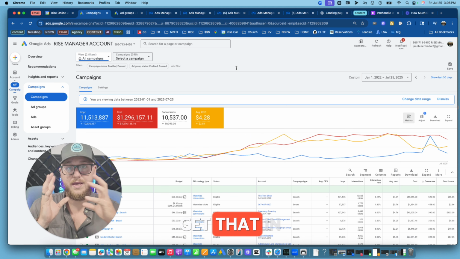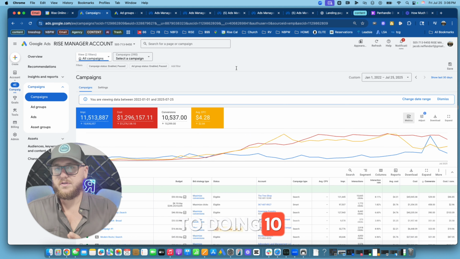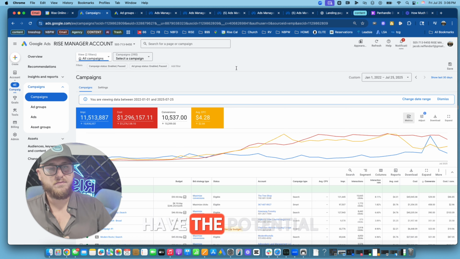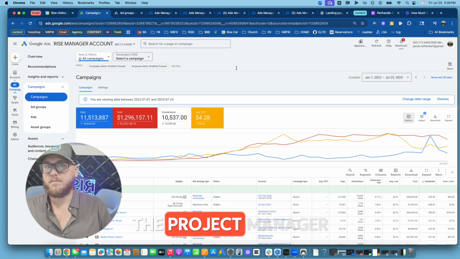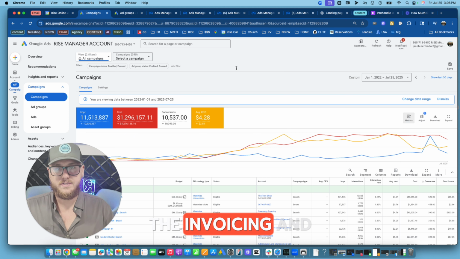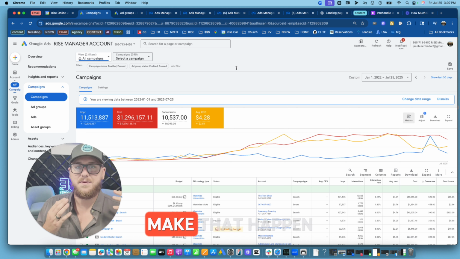And then say you get that in place, well, you're used to doing 10 jobs a month, and now you have the potential to do 20 jobs a month. Do you have the machines? Do you have the people? Do you have the project manager? Do you have the invoicing and admin personnel to make that happen?